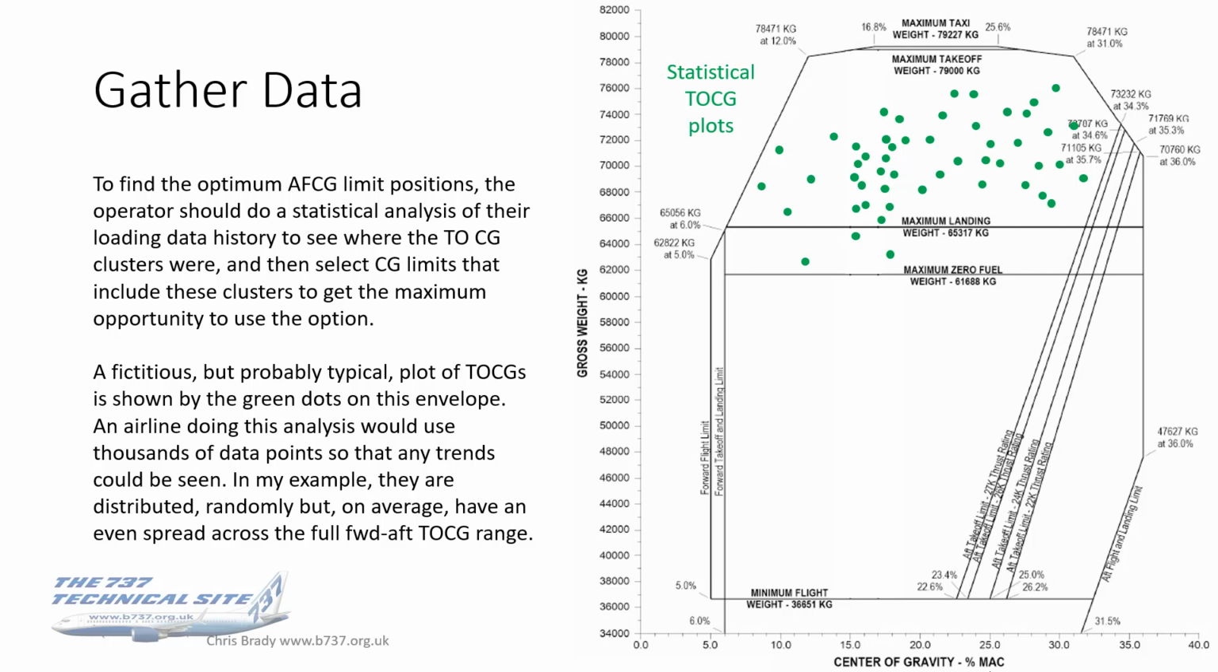I was saying, in my example, I've distributed them randomly, but on average they've got an even spread across the full forward to aft takeoff CG range. Your airline may not have an even spread, and there will be reasons for that, which I'll touch on later.